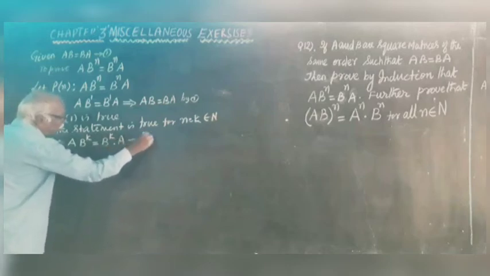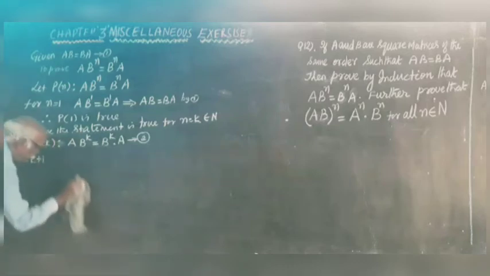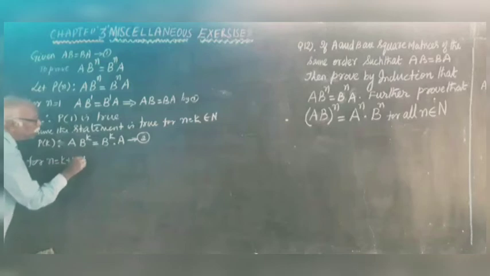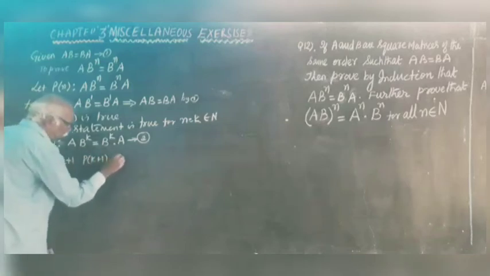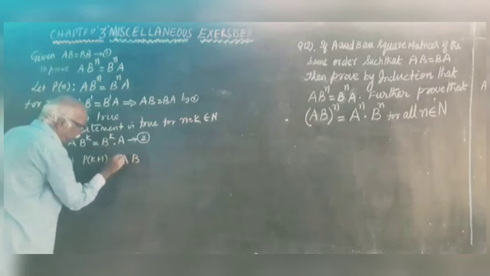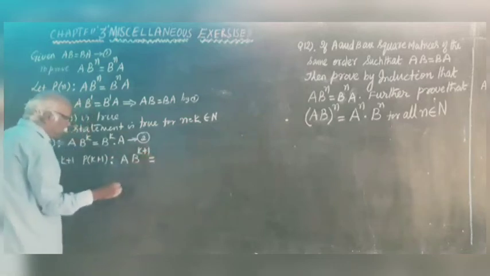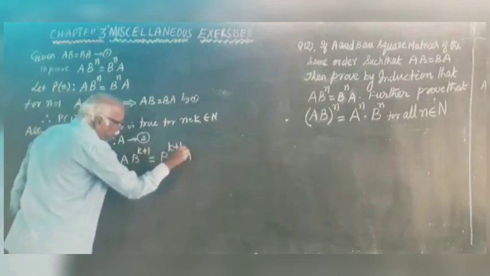Assume equation number 2. For n is equal to k plus 1, P of k plus 1 is AB power k plus 1 is equal to B power k plus 1 into A.